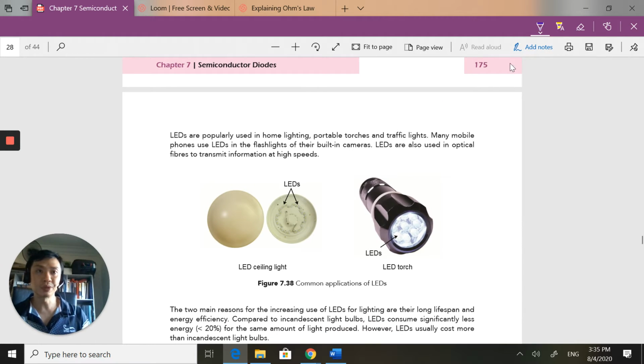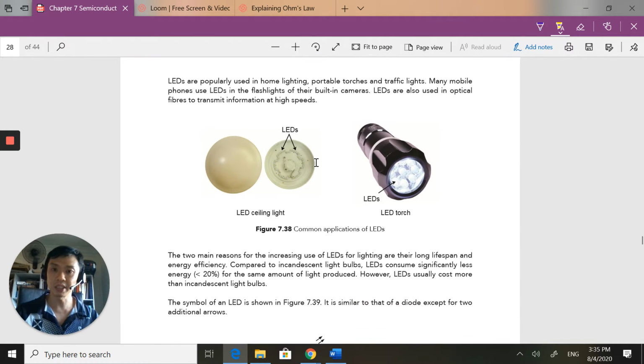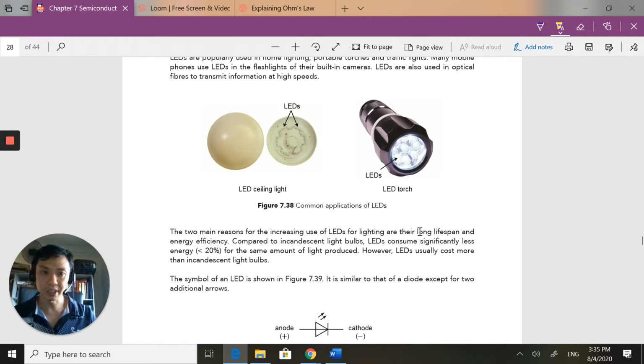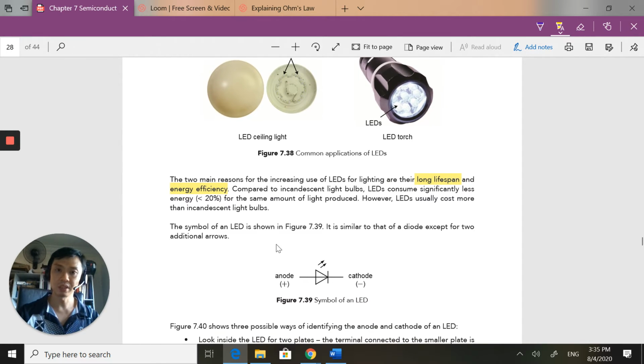So why do we use LEDs? Now, in many of our homes, there are still fluorescent bulbs. There's still incandescent bulbs. In fact, incandescent bulbs are coming back in popularity now because it looks pretty cool, especially in those hipster cafes. But LEDs are used because they have a longer lifespan and they are more energy efficient. They consume a lot less energy. However, LEDs usually cost more.